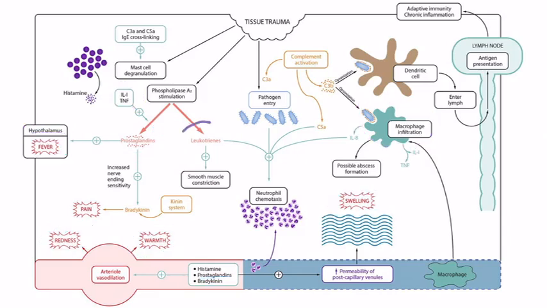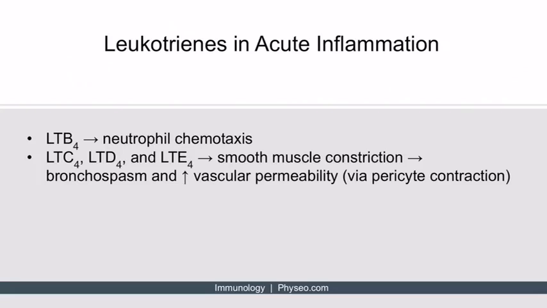Now let's dive into the leukotrienes. Leukotrienes have two important actions. They can upregulate neutrophil chemotaxis, which you can see with this arrow, and they can cause smooth muscle constriction. This slide lists the leukotrienes of acute inflammation, and there are four you need to know about: leukotriene B4, leukotriene C4, D4, and E4. So B, C, D, E in that order. LTB4 differs from the others because it will increase neutrophil chemotaxis, while the other three will cause smooth muscle constriction.